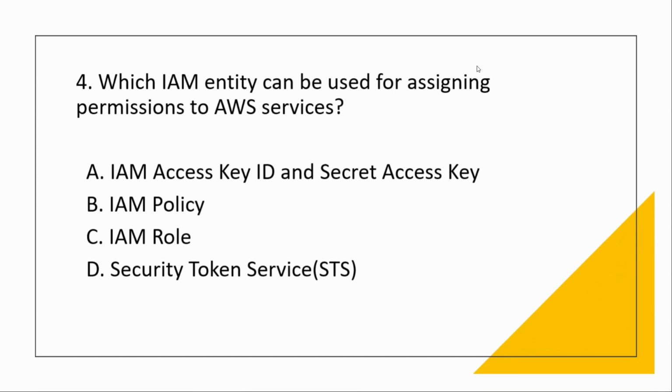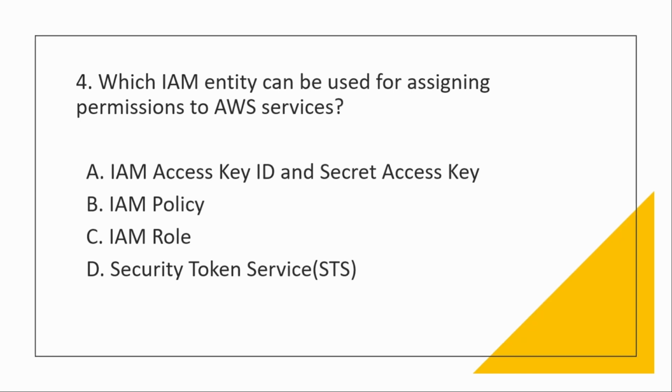Next, which IAM entity can be used for assigning permissions to AWS services? Let's go option by option. It says assigning permissions to AWS services, not defining, assigning. IAM access key ID and secret access key is the form of signing in to your AWS account in a programmatic way. IAM policy is used to define the permissions, what kind of permissions you have to give. Security token service I won't be discussing, as I discussed it in my previous video in part 2. You can check it out, I'll put the link in the I button above. And let's see what is IAM role.